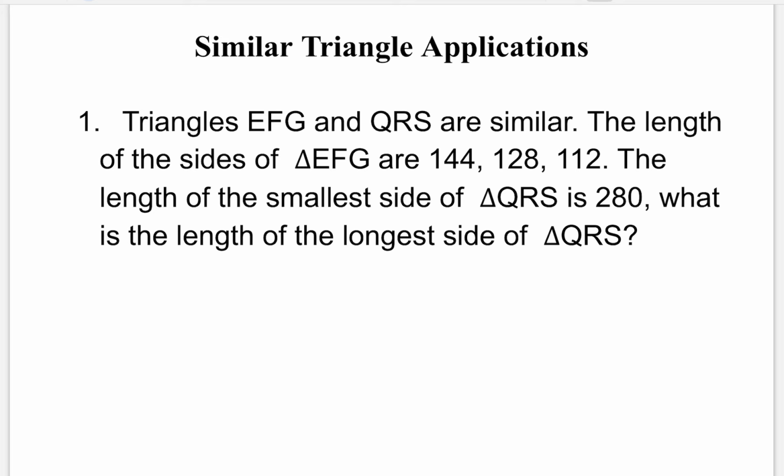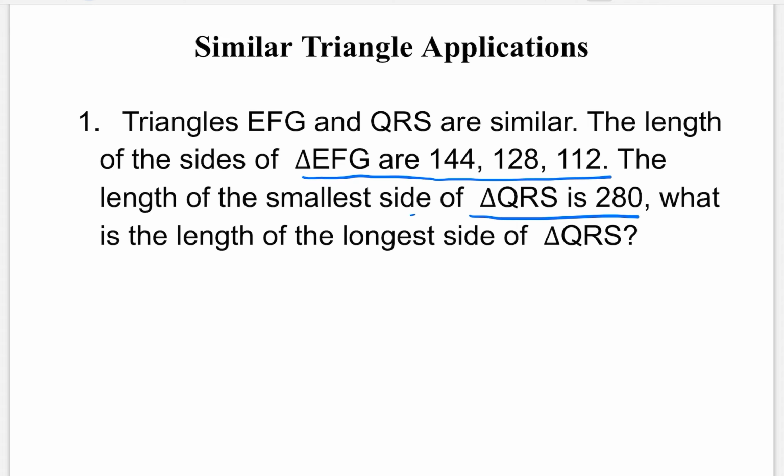In this video, we are going to talk about similar triangle applications. It is about word problems. We are given in number 1, triangles EFG and QRS are similar. And then we are also given the lengths of triangle EFG. The length of the smallest side is given, and that is 280 for QRS. And what is the length of the longest side?